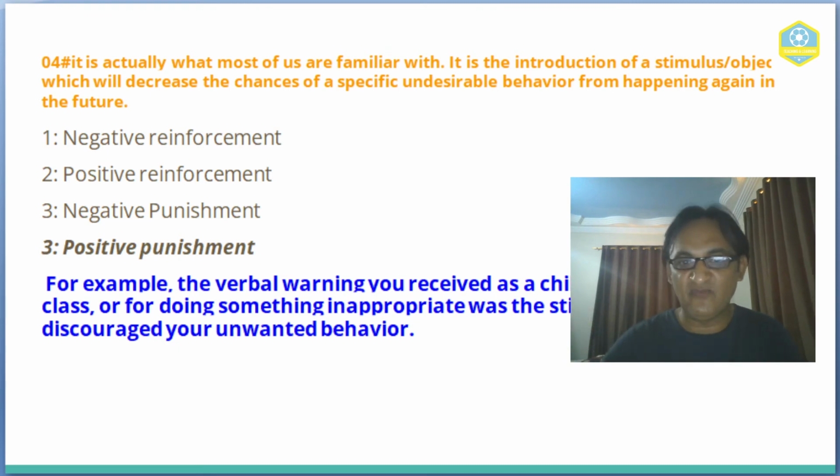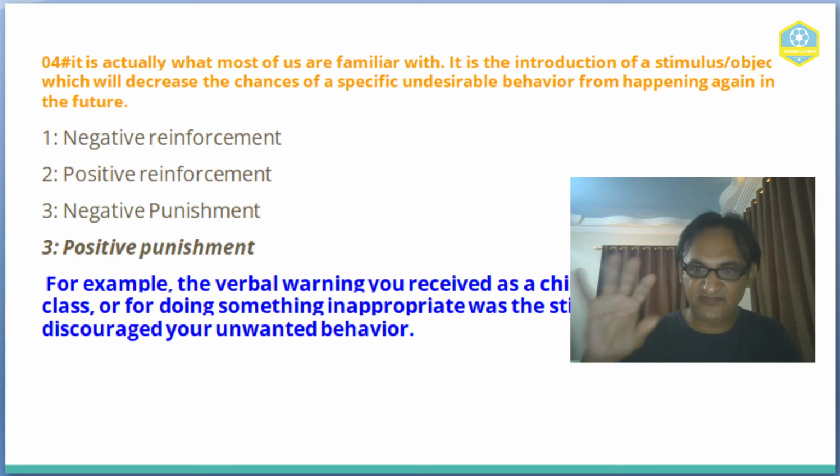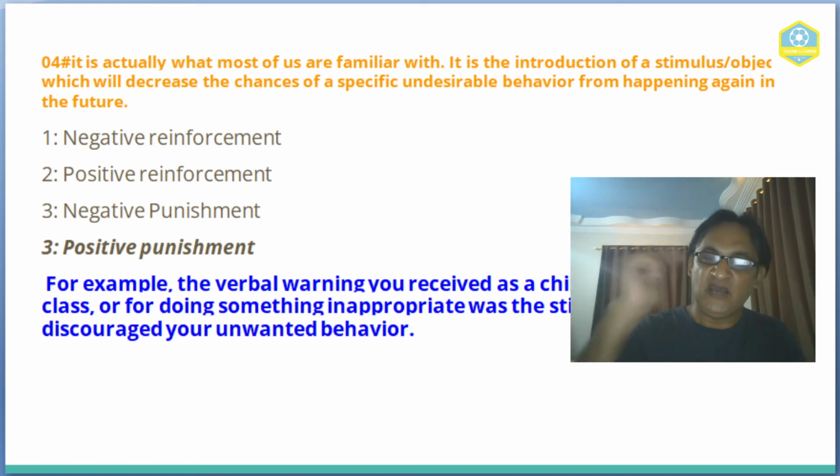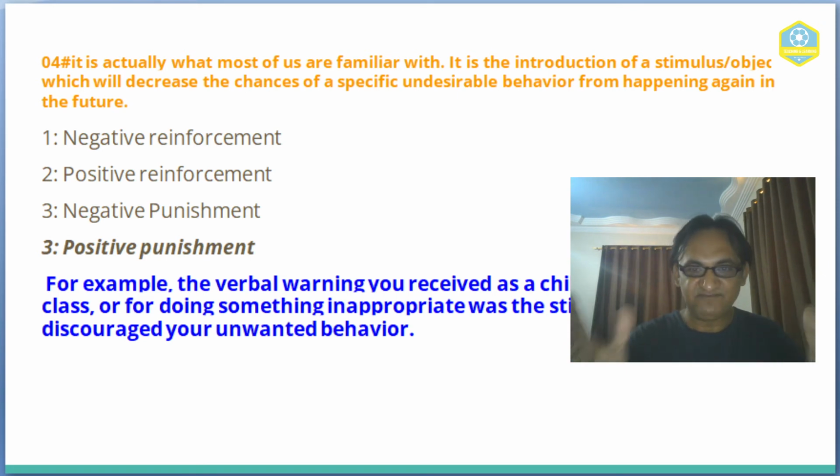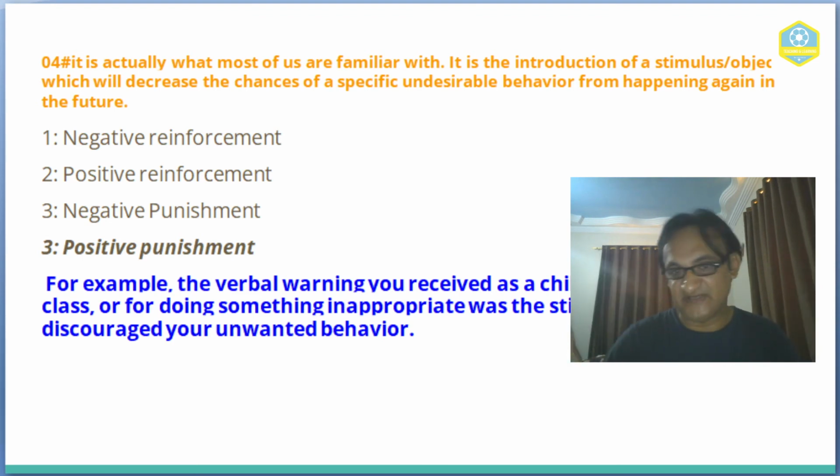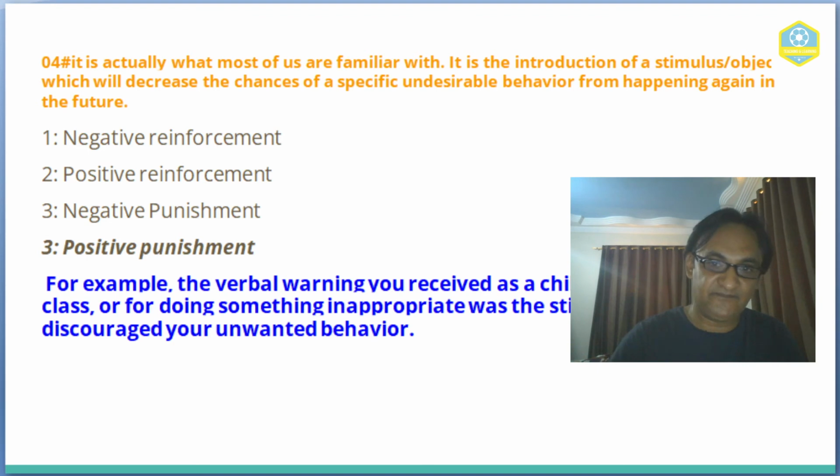For example, the verbal warning you received as a child for misbehaving. If somebody misbehaves and you give them a warning, that warning is the punishment, forcing the student to stop. It means if you repeat this action again, there will be something bad. So this is a kind of discouragement. If somebody is smoking and you warn them that this is the final warning, if you repeat this action in the future, that is a punishment. These are unwanted behaviors you do not want in future.